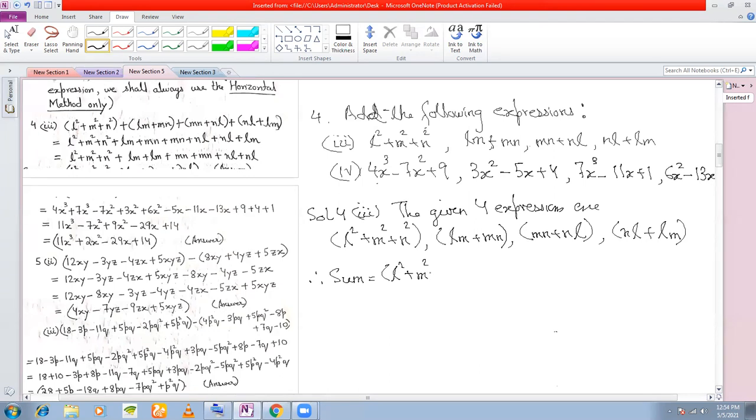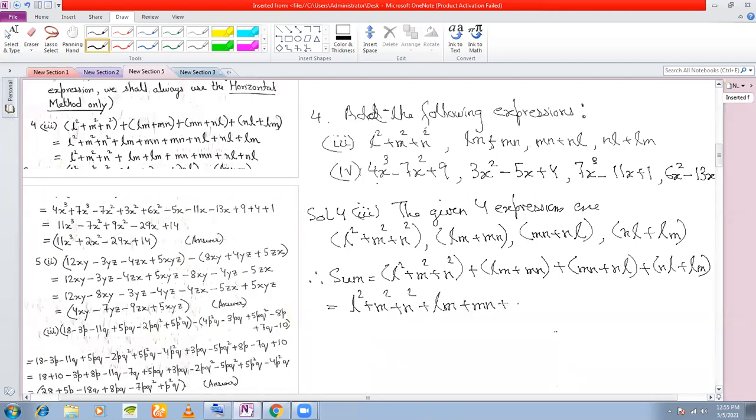l square plus m square plus n square, first expression, plus the second expression, lm plus mn, plus the third expression, mn plus nl, plus the fourth expression, nl plus lm. Now you open the brackets. None of the signs will change because you have a plus sign outside the bracket. lm plus mn plus nl plus nl plus lm.